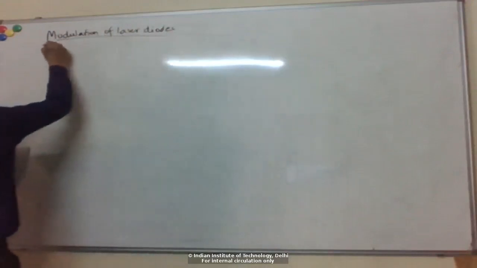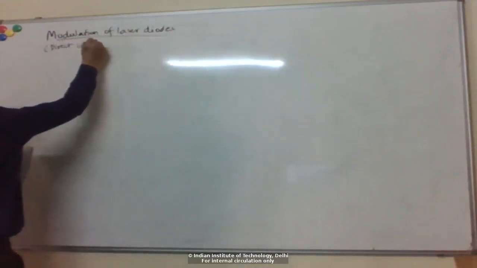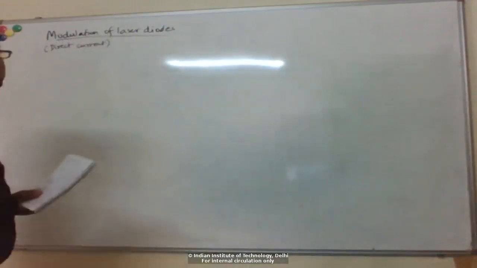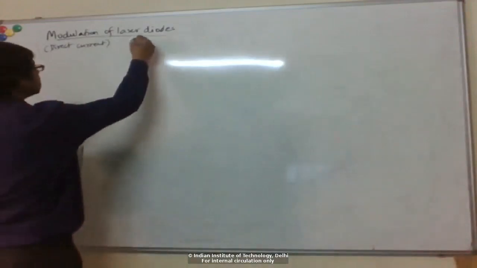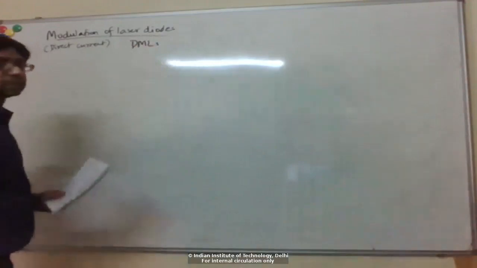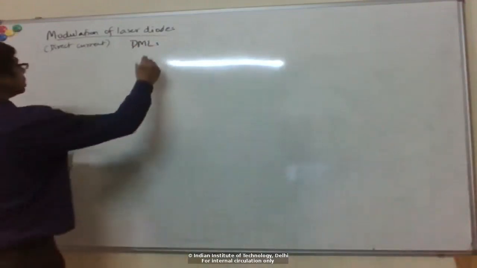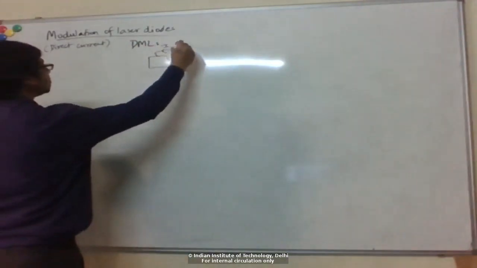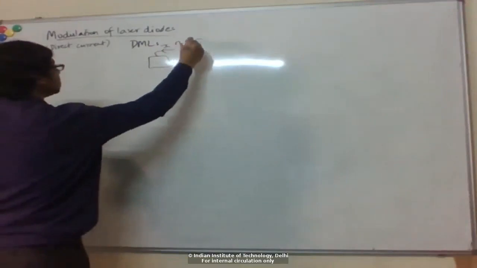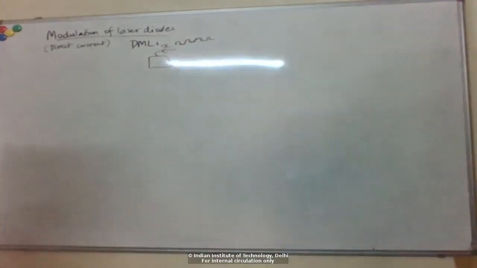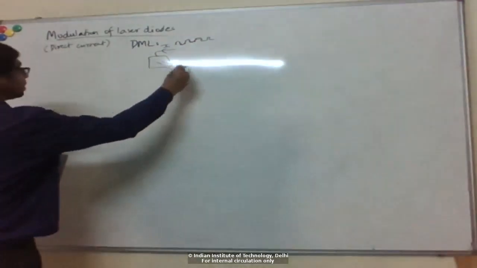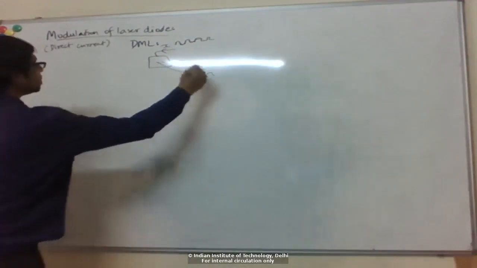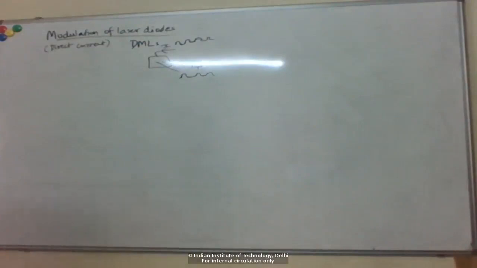So we are talking about direct current modulation. Sometimes when laser diodes are operated like this, they are also known as DMLs, or directly modulated lasers, where we modulate the injected current itself. We have some DC current and some time varying AC component, and then the optical power coming out also has this data imprinted on it.